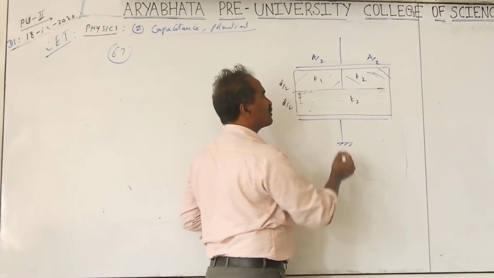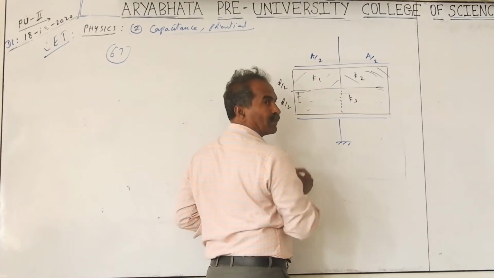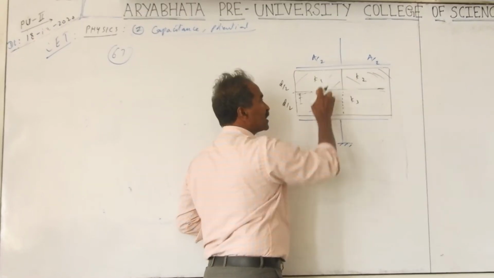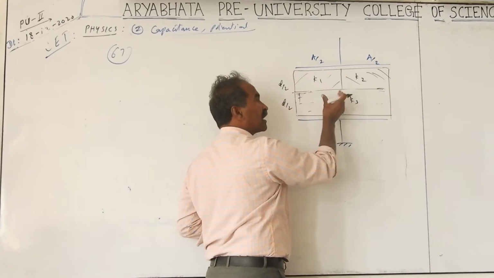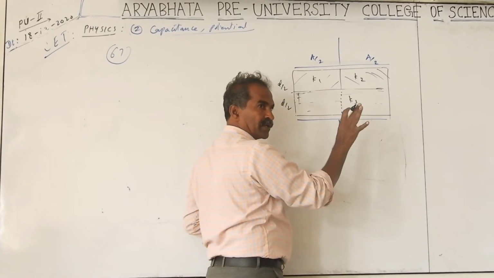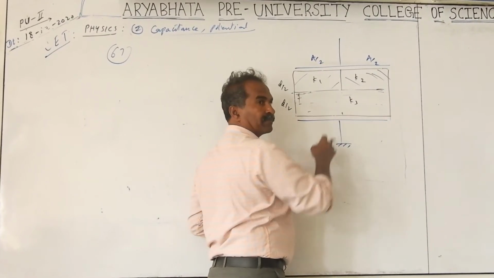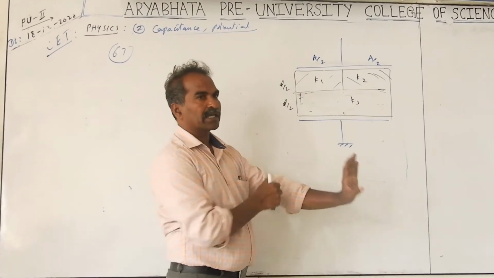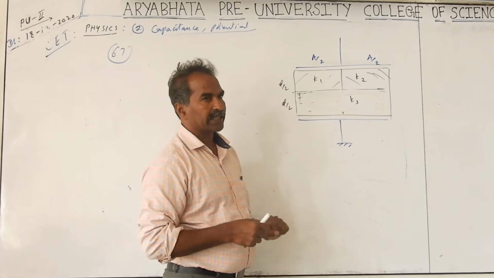In some books it may be mentioned that you divide K3 into two parts, the same method, so that the parts come in series, and finally the combination comes in parallel. Don't take that. Don't cut the dielectric material directly in imagination and take it like that. As it is, you have to take it.